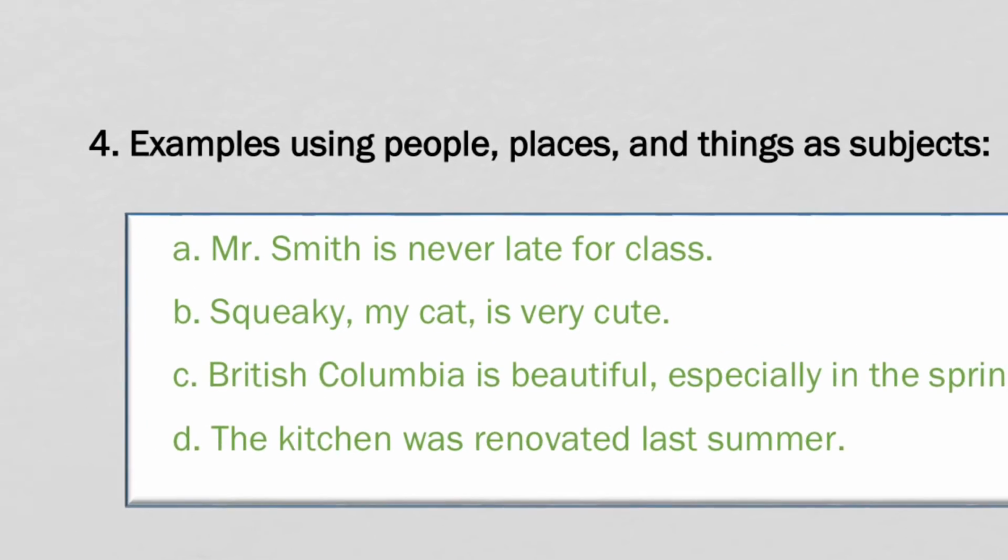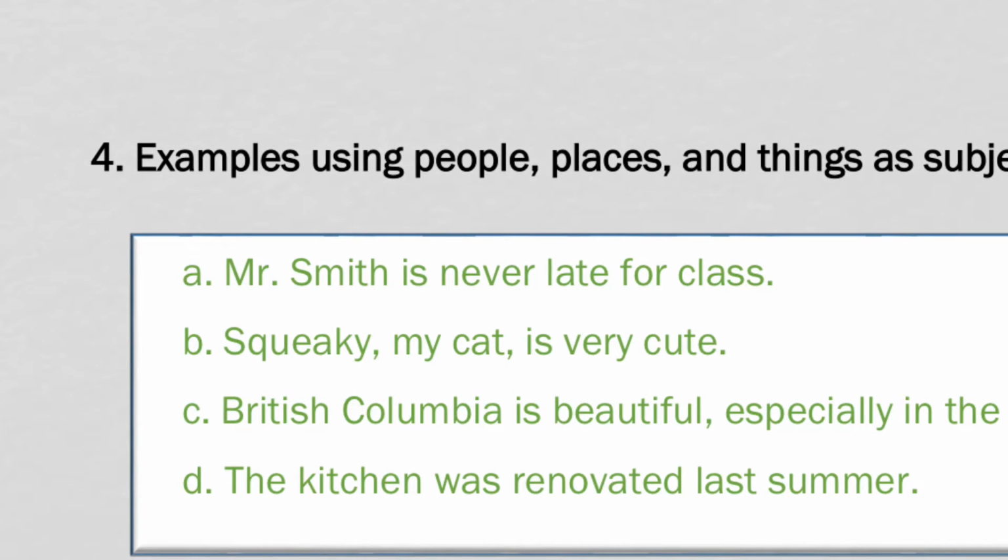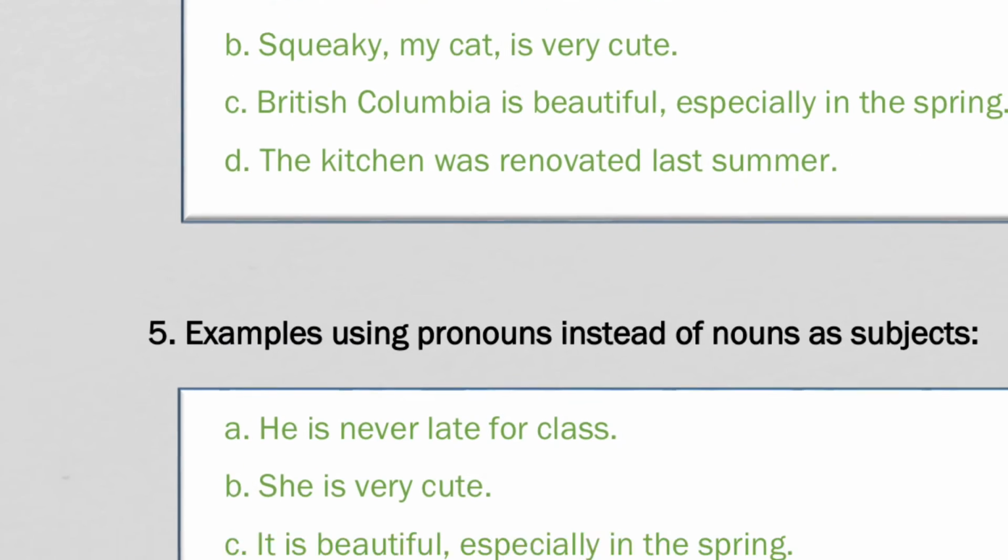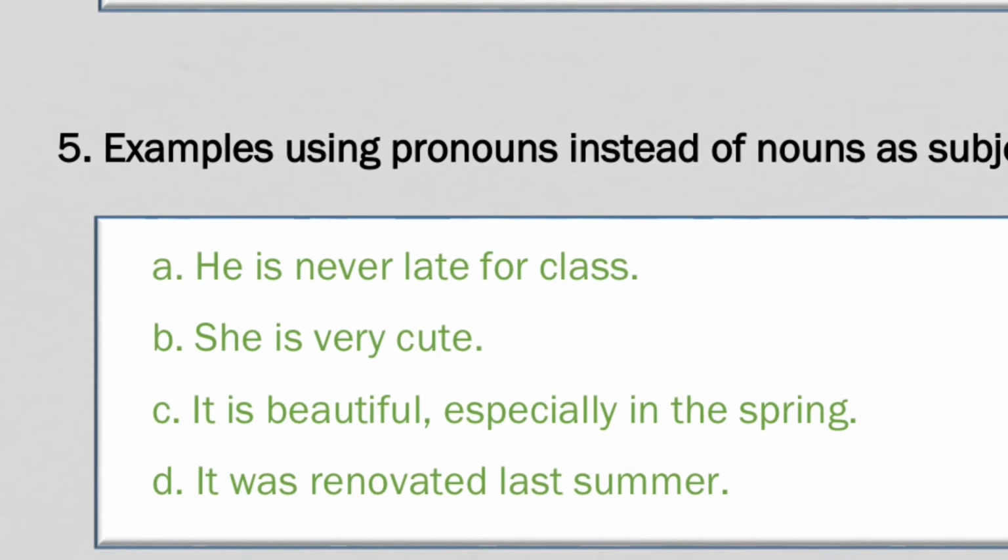So let's compare here. We've got the first sentence up here. We've got Mr. Smith is never late for class. If I were to underline the nouns, there would be two nouns in there. I would underline Mr. Smith, it's a person, and I would underline class, which is a thing. Down here, however, if I used he instead of Mr. Smith, he is a pronoun, then I would only have one noun. Let me read this out. He is never late for class. So he is a pronoun, so it's not a noun, it's different. So the only noun in that sentence would be class.